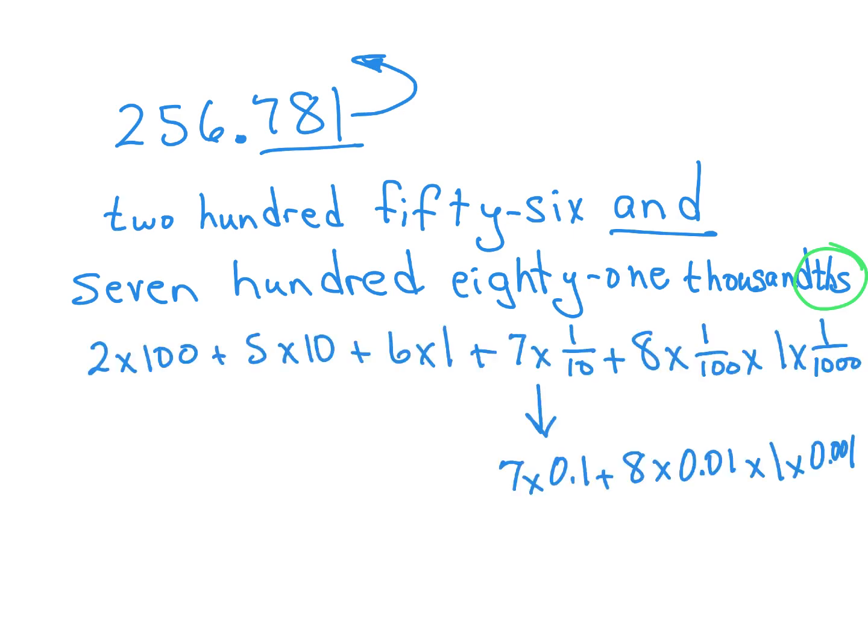Okay, so 2 is in the hundreds place, so we have 2 times 100. 5 is in the tens place, so we have 5 times 10. 6 is in the ones place, we have 6 times 1. 7 is in the tenths place, we have 7 times 1/10, both fraction and decimal form. 8 is in the hundredths, so we have 8 times 1/100, in both fraction form and decimal form. And then 1 is in the thousandths place, so 1 times 1/1,000, fraction form and decimal form.